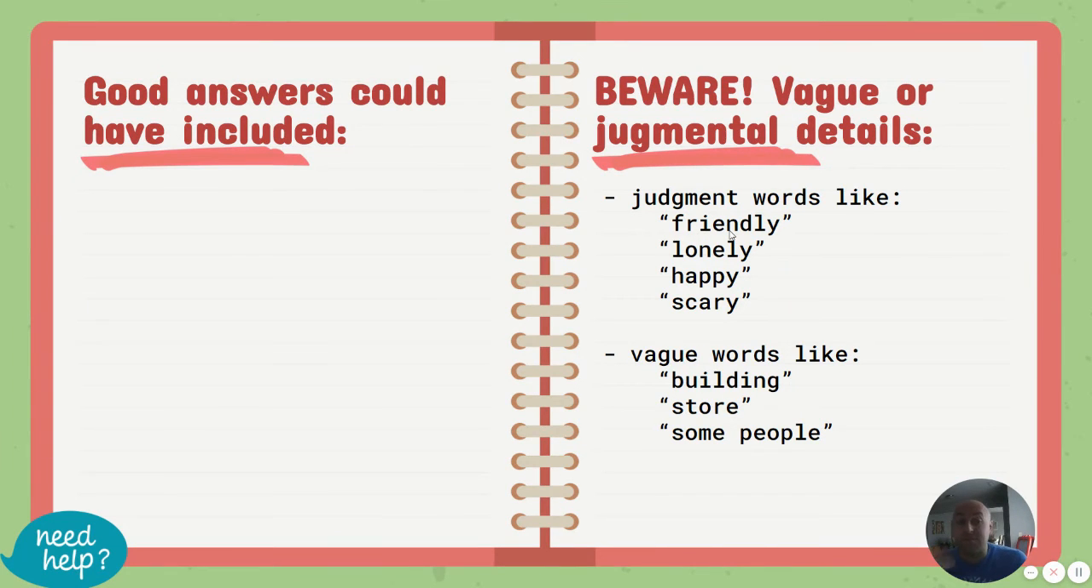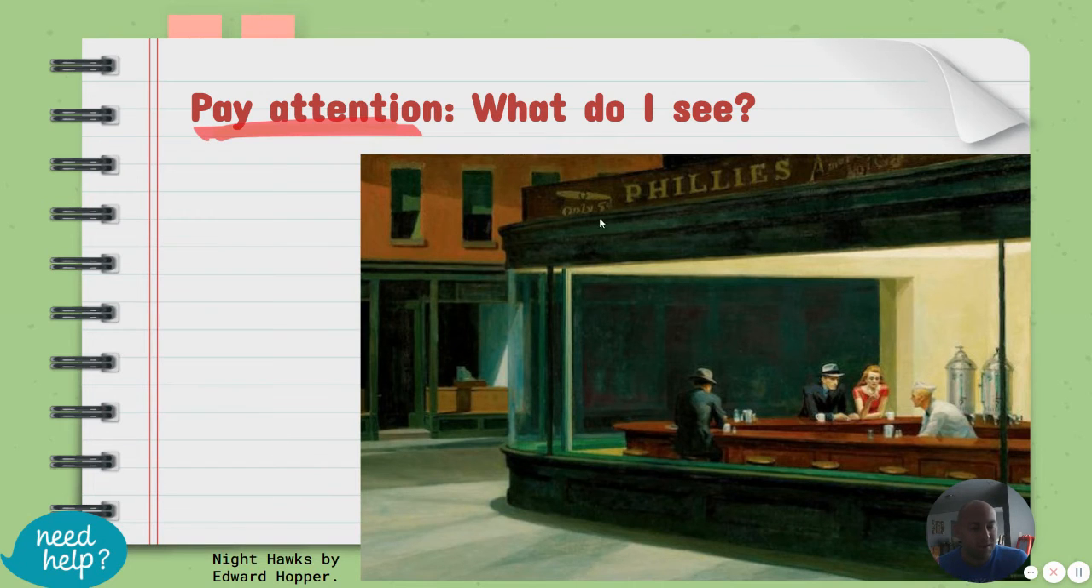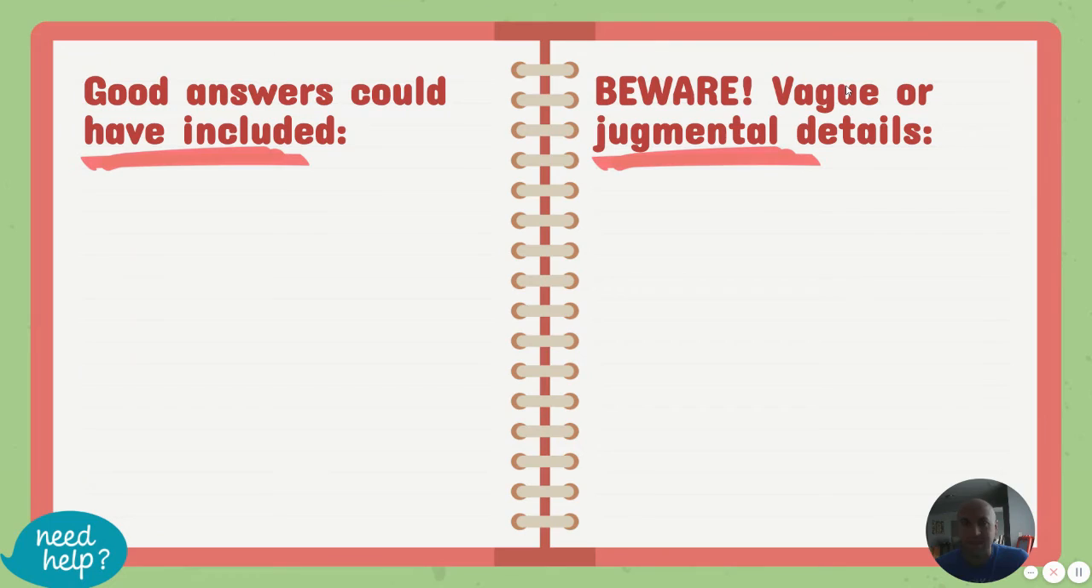Avoid judgmental words like friendly, lonely, happy, or scary. Vague words like building, store, or some people. There are more specific things we can say, right? Instead of saying building or store, well, that's a diner, right? It's a cafe, it's a food shop. That's a weird way of saying that.